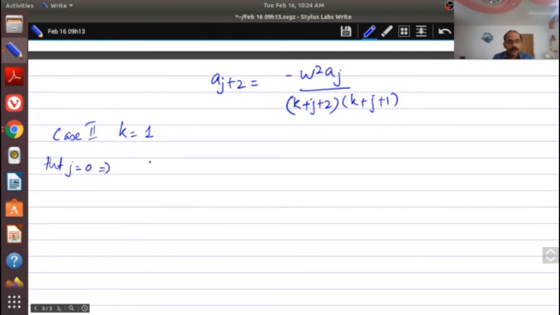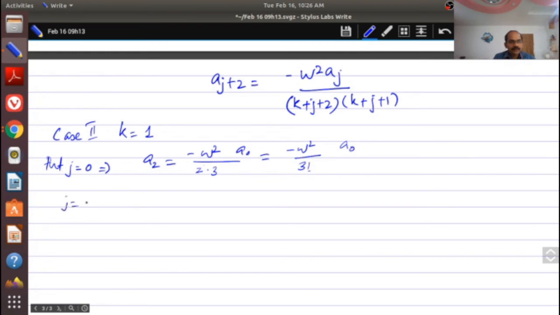again a2 is equal to minus omega squared a0 divided by 2. Since k is equal to 1 there, we will have one more term, right? Instead of 2 into 1 it will be j plus 2 with j equal to 0, so k plus 2, k is 1, so it is 1 plus 2. So 2 into 3 is equal to again minus omega squared by 3 factorial a0.